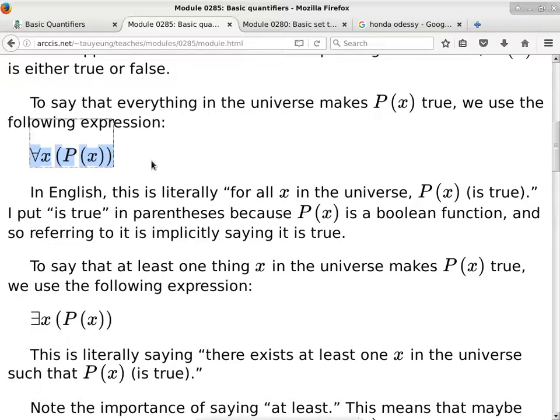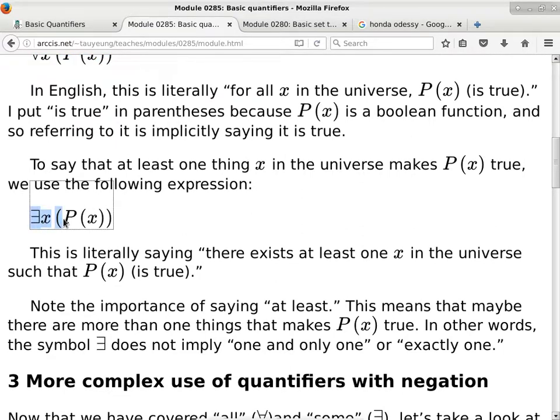So it's pretty hard to make a statement like this true because you don't even know whether you're talking about cars, numbers, people, historical people, fictional people, and so on and so forth. This one here is read as there exists. So this one basically says there exists at least one thing in the entire universe such that P of x is true. There only needs to be one in order to make there exists true. Is that okay so far?